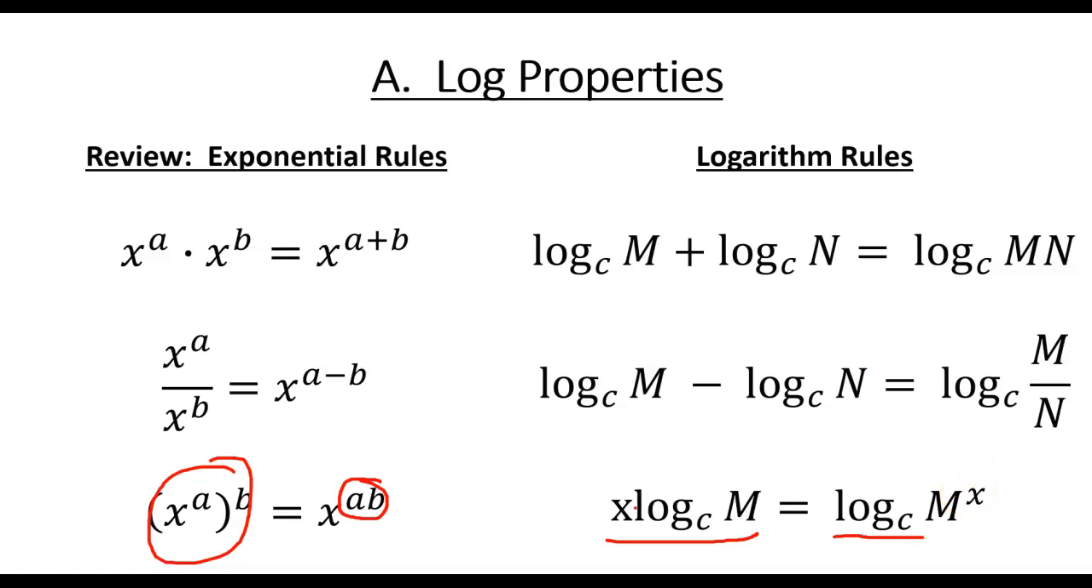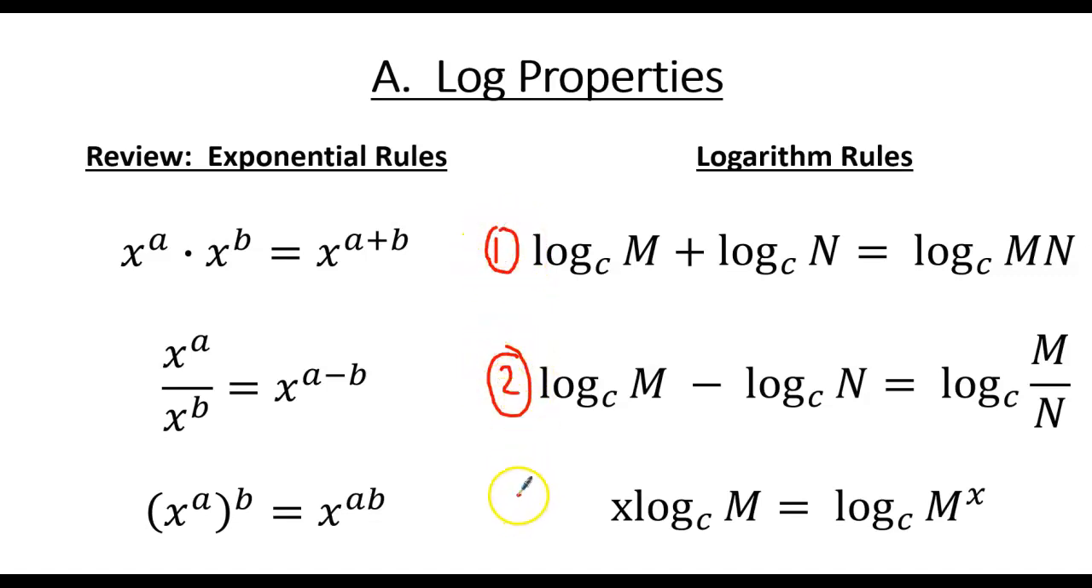Okay, so these are our log properties for the day. I will be calling these 1, 2, and 3 when I'm going through the examples today. So I'll say, like, oh, I used log property 1. That means I used this. Once again, those aren't their official names or anything, but that's just what I'm going to refer to them as for today. So we're going to do a couple of examples.